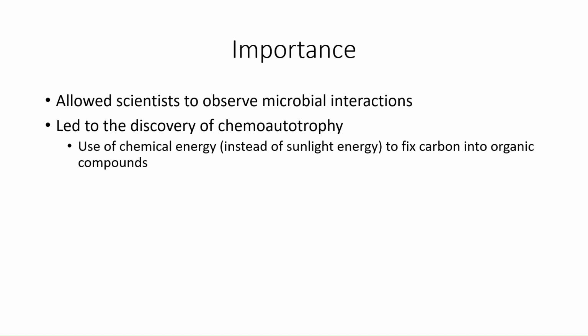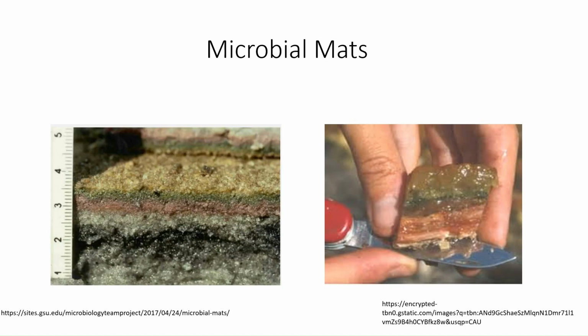Up until then, they thought that all autotrophy, all organisms that create their own organic matter, were all photoautotrophs. And what they discovered by looking at Winogradsky columns is no, that's not true. Some organisms can obtain energy to make their own organic matter through other chemicals. And this is the use of chemical energy instead of sunlight energy to fix carbon into organic compounds, called chemoautotrophy. And it's all over the globe.